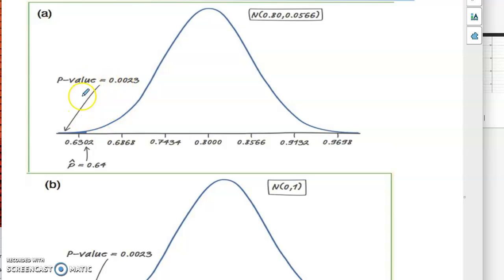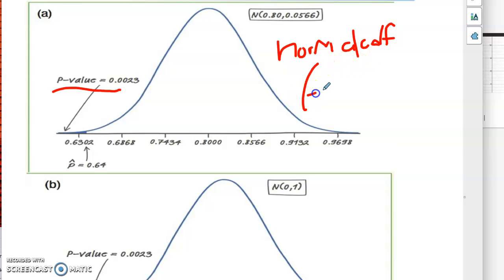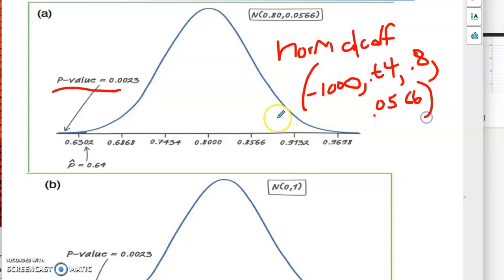Okay, so the probability using normal CDF gives us what's called the p-value. So normal CDF, let me try to write this, sorry, I'm writing with my mouse. Lower is negative infinity, negative 1,000, upper is going to be our 0.64, our mean is 0.8, and our standard deviation is 0.0566. Put that in. That's going to give us a probability, which is our p-value, 0.0023.